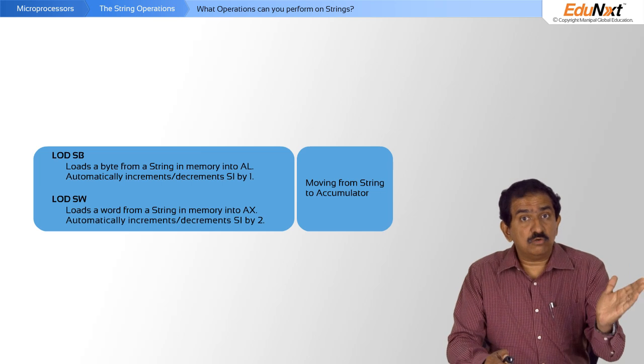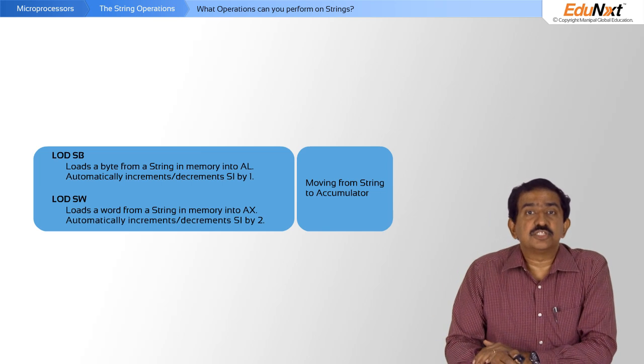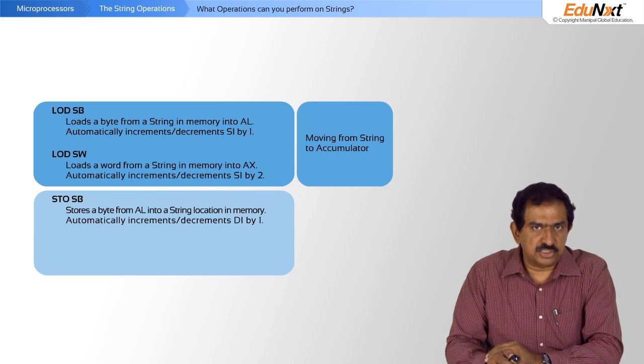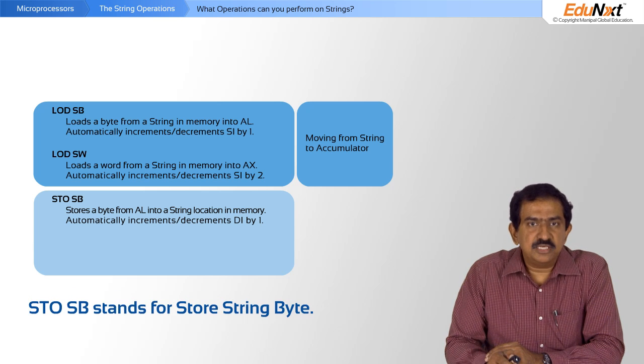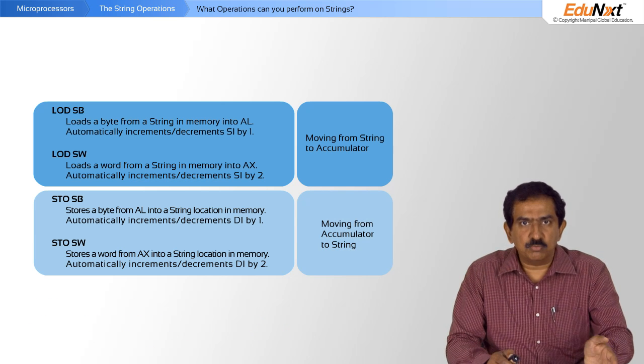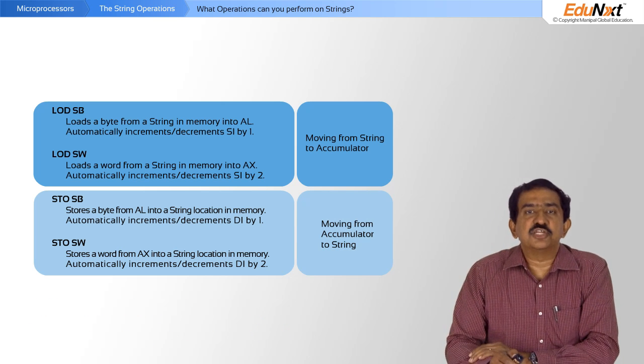Similarly, you can store from the accumulator into the string location. So that is STOS, which is the store instruction. STOSB and STOSW perform the same things for byte and word, store from the accumulator into string memory locations.